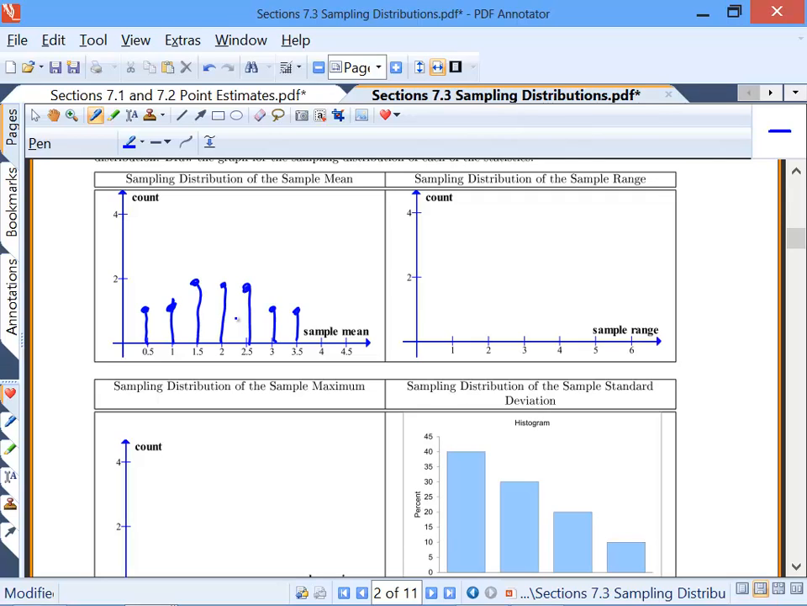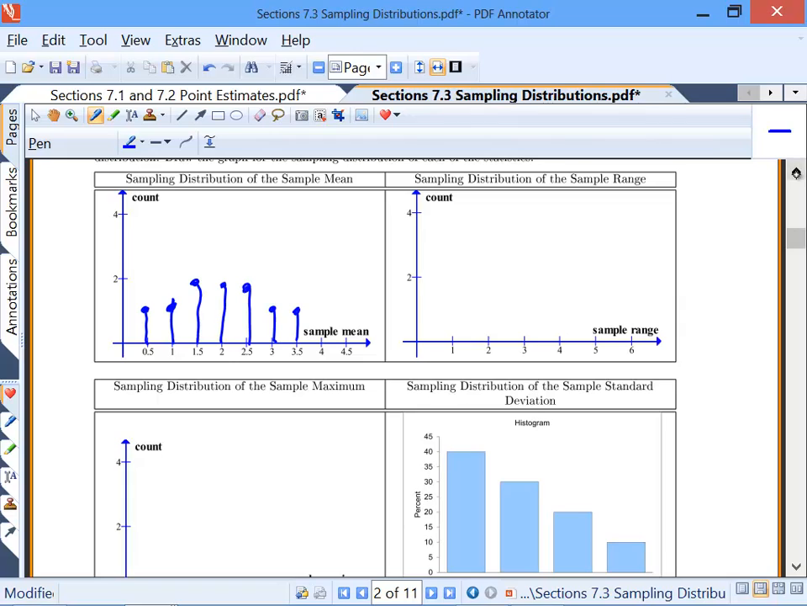And so I look at it and I say, okay, what are the most likely values I could get for my mean? Most likely values would be 1.5, 2, and 2.5. What is the shape of this distribution? Okay, it looks fairly symmetric, right?